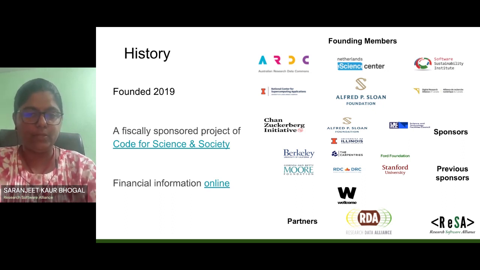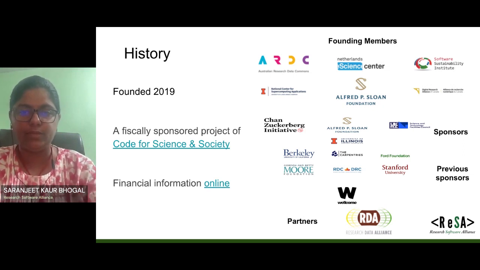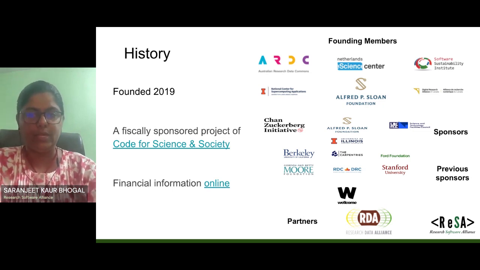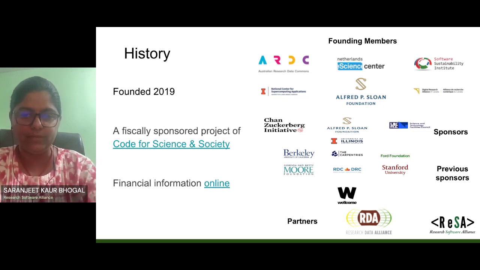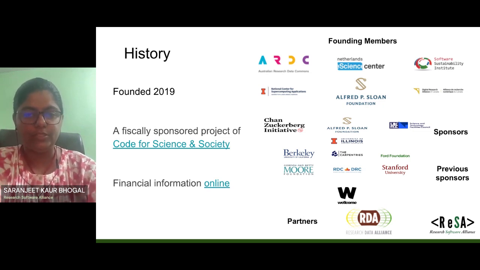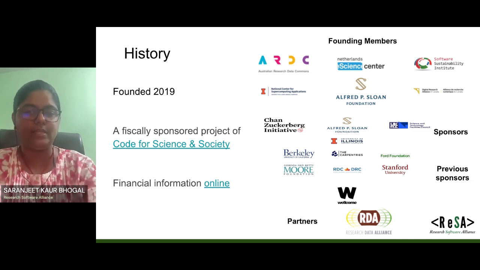Our current sponsors include the Chan Zuckerberg Initiative, the Alfred P. Sloan Foundation, UKRI, and University of Illinois. We also have a number of previous sponsors like Berkeley, Carpentries, Ford Foundation, Gordon and Betty Moore Foundation, Stanford University, and Wellcome Trust. We also partner with the Research Data Alliance.